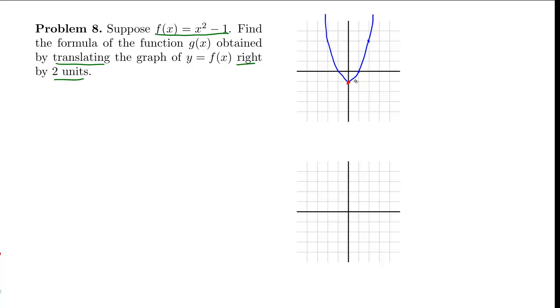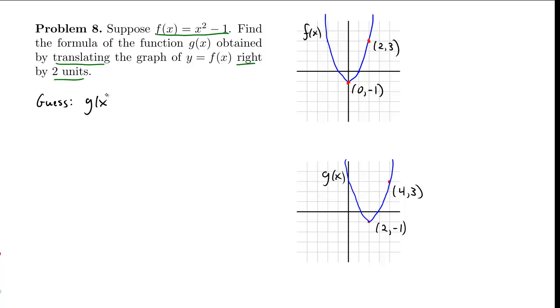The vertex, which was previously at 0, minus 1, now moves to 2, minus 1. And the point which was at 2, 3 moves to 4, 3. The question is, what should the formula for g be? One guess might be that g of x should equal f of x plus 2. This is incorrect, and let's see why.